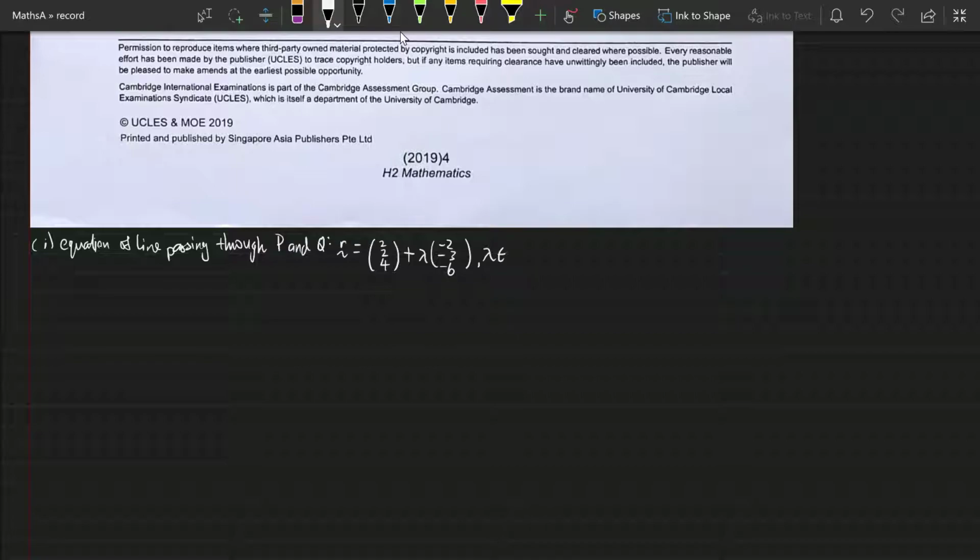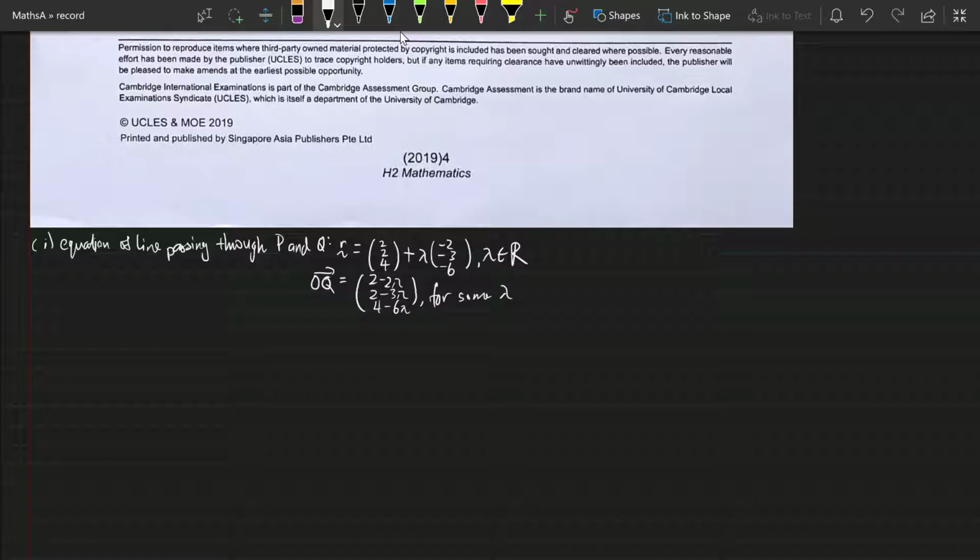And lambda is a real number. So Q, since Q lies on this line, we can write down something simple. We say OQ equals, just like this, 2 minus... sorry, this should be a 2 here. 2 minus 2 lambda, 2 minus 3 lambda, 4 minus 6 lambda, for some lambda which we don't know now, which we will find out later.